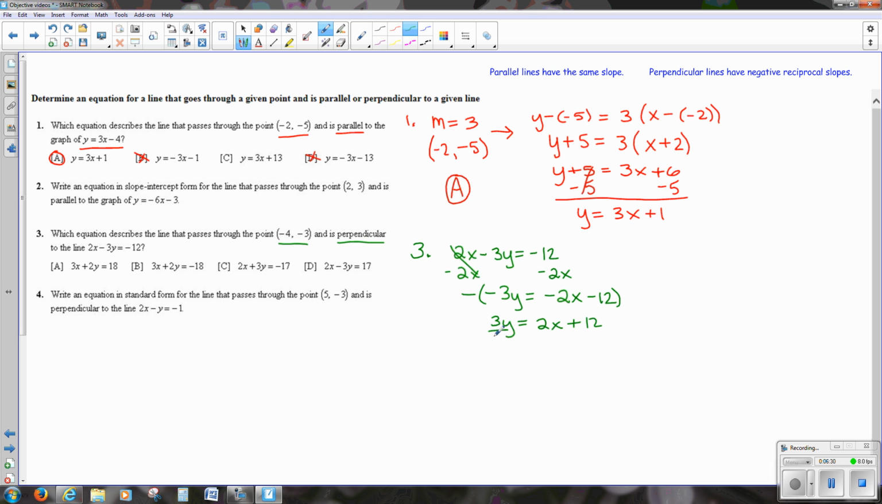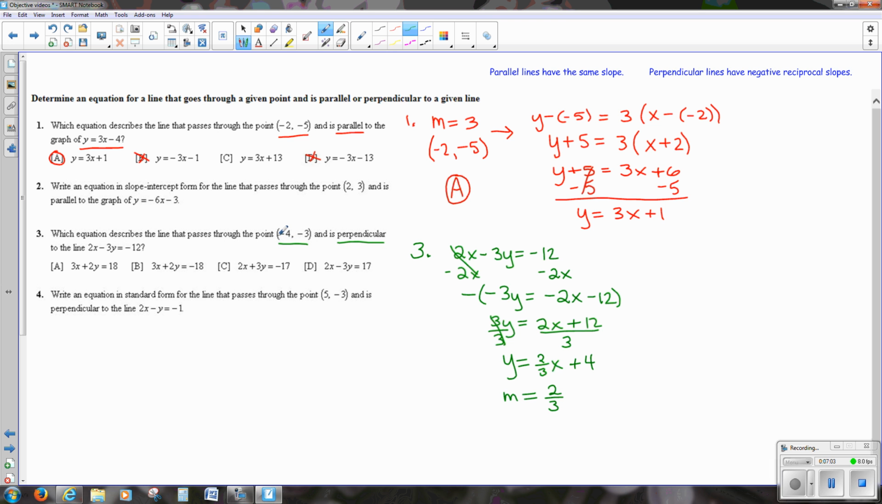And now we'll divide everything by 3. Remember, our goal is to solve for y. Got to keep that end in mind. All right, 2x divided by 3 is just 2/3 x, plus 12 divided by 3 will give us 4. So we now know that our m value, or our slope of this line that they gave us, is 2/3.